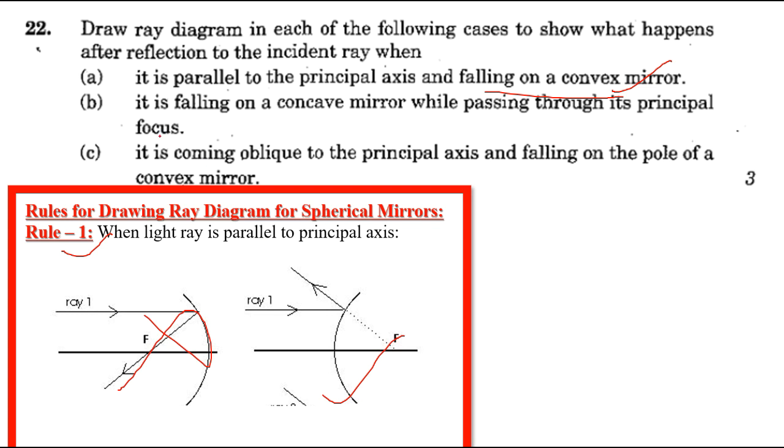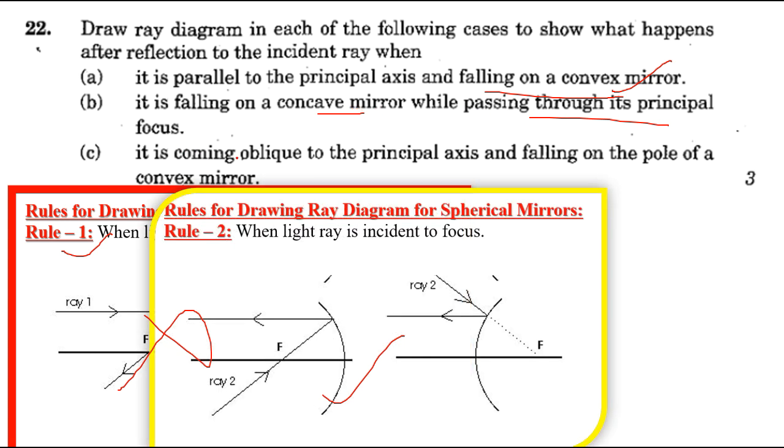Now read the second part. The second part says it is falling on a concave mirror while passing through its principal focus. It means the ray is falling on the concave mirror and passing through the principal focus. This we have also discussed in rule 2, that when a light ray passes through the focus, then after reflection it will become parallel to the principal axis. So from rule 2 we can see this is our answer.